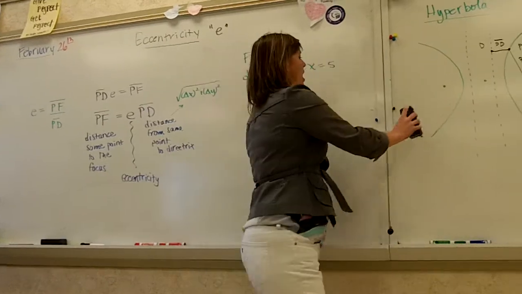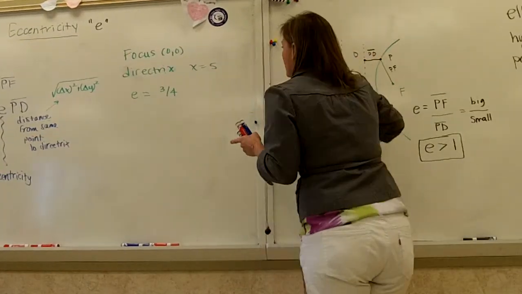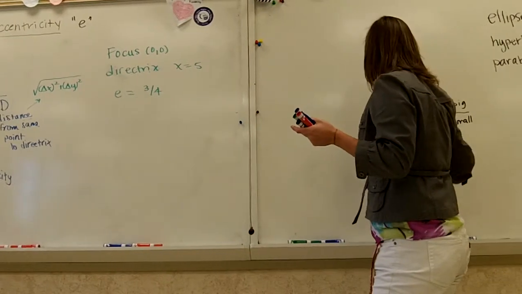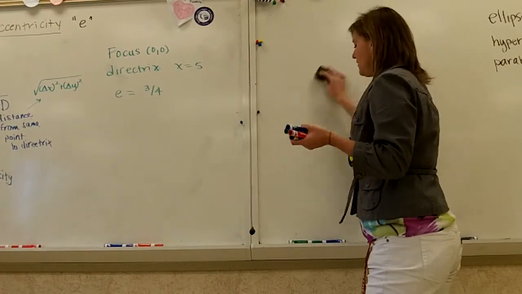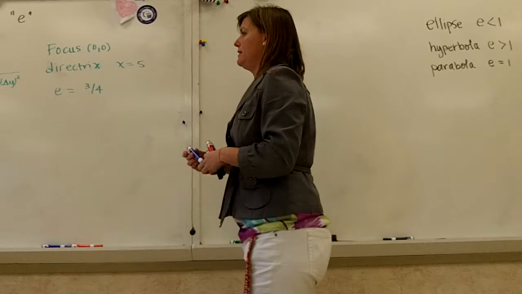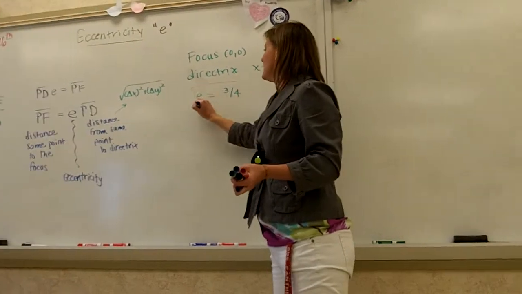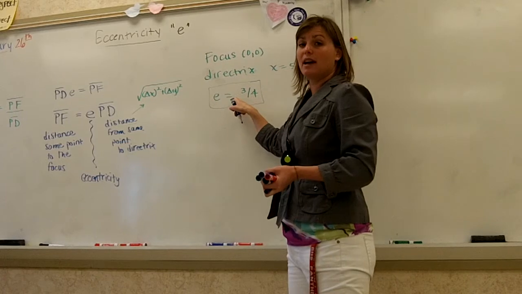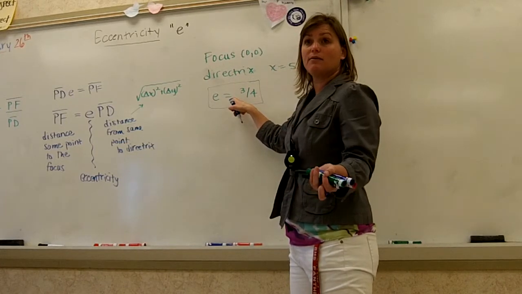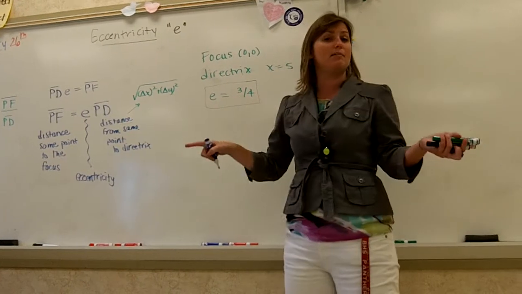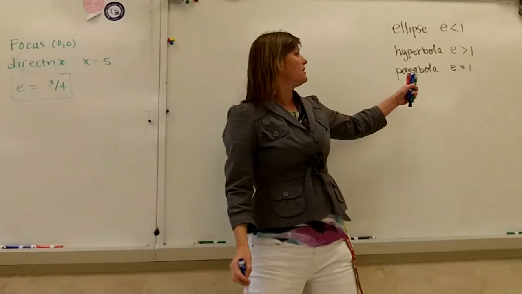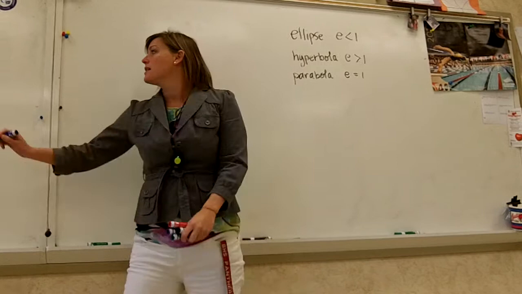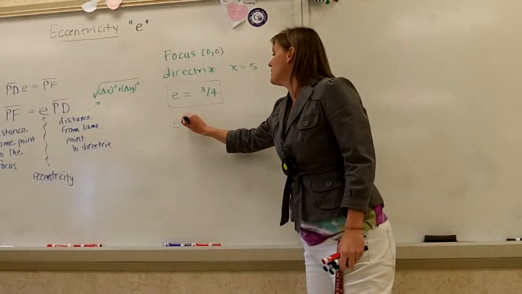So on this problem right here, the first thing that I want to do is come up with a little sketch. If you're drawing that, you need to first establish what kind of shape it is. So if the eccentricity is 3/4, that means that it's less than 1. Let's see, what shape is that? Less than 1, you get an ellipse. So I know this has to be an ellipse.